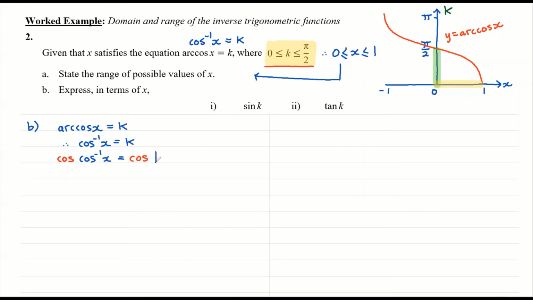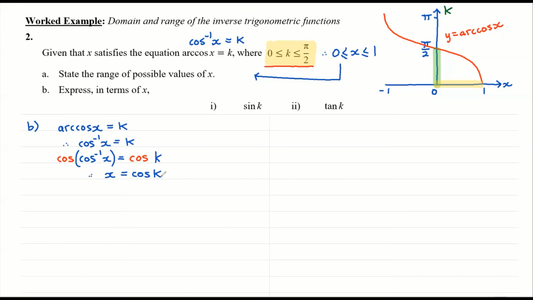Okay, so we apply the cosine function to both sides of this equation. Now, as we mentioned with sine and sine to the -1, they are inverse functions and they cancel each other out. One function undoes whatever the other function performs. So we now have x on the left is equal to cos of k. All right, so that's another way to phrase exactly the same statement.